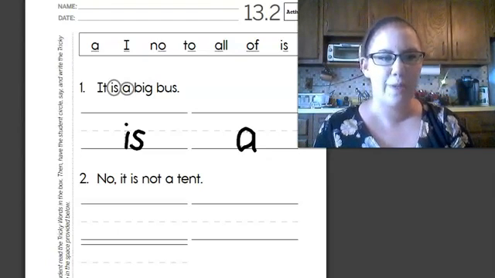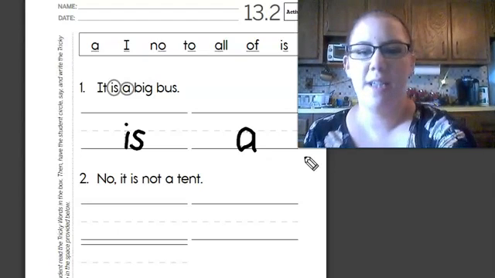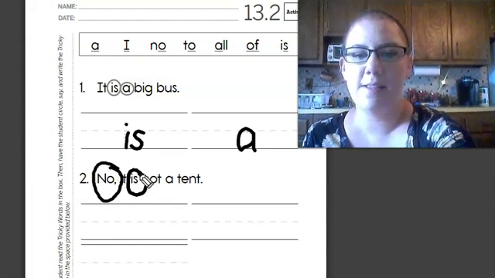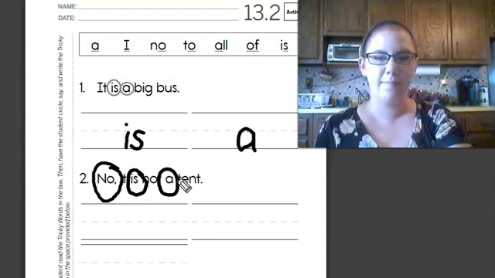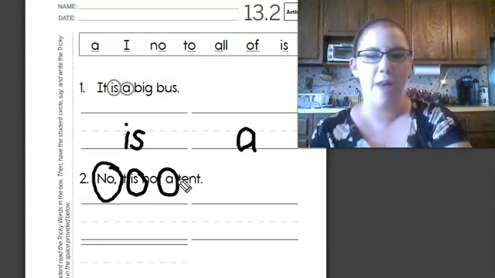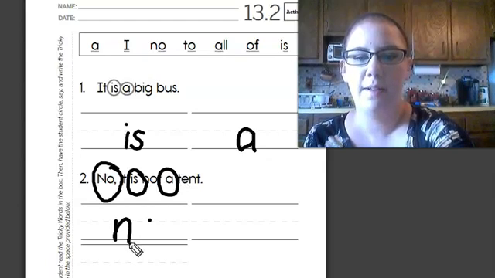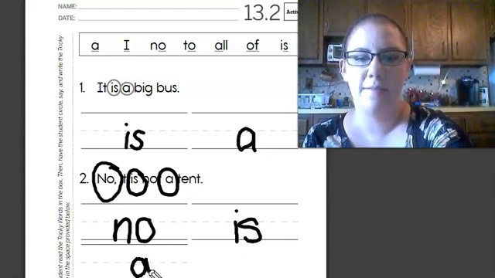Let's circle those 3 tricky words. I found no, is, and a. After I circle them, I'm going to write them on the line. No, is, and a.